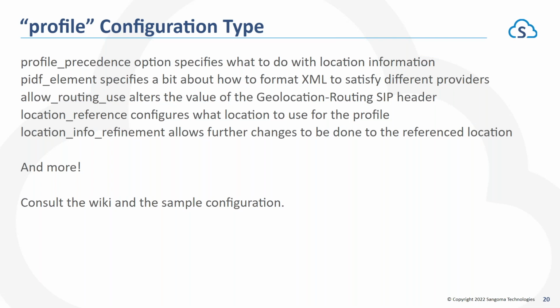A good example is you might have a location for your office, which is just your street address. And then in a profile for a phone, you might, using location info refinement, add in their floor and office number. As well, there are more configuration options, so do consult the wiki and the sample configuration.